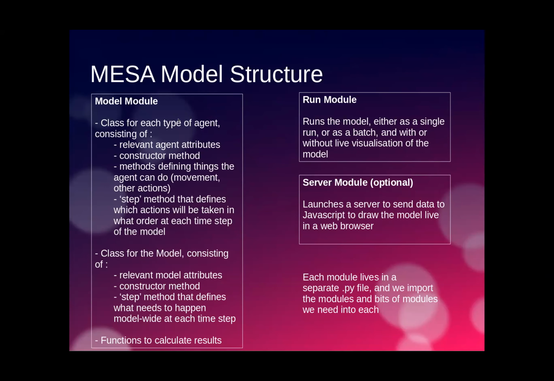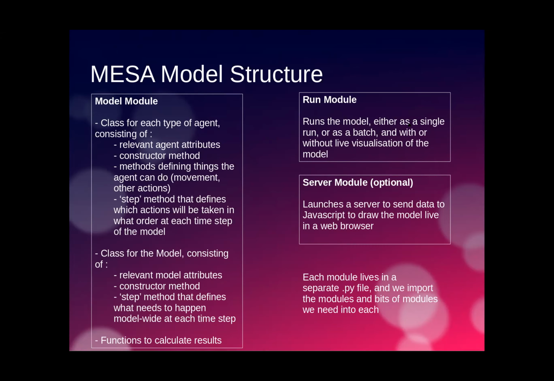We're only going to have one agent type in the model you're going to be building today, so you just have a single class for that agent. Then we're going to have a separate class for the model. The model class will have the relevant attributes describing the model, a constructor method, obviously, and it'll also have its own step method that defines what happens model-wide at each time step. So that will control the model at each time step. And then separate to those classes, we'll have some functions that will calculate some results. So that's the model module.